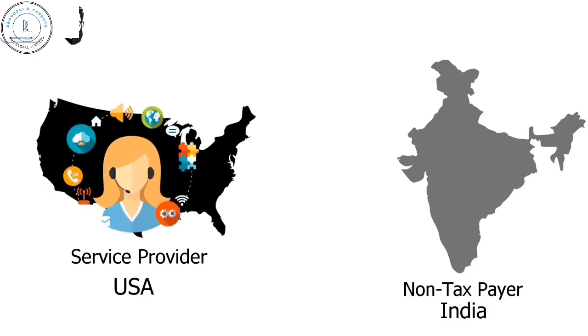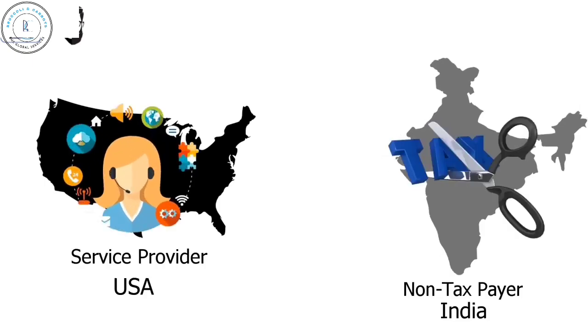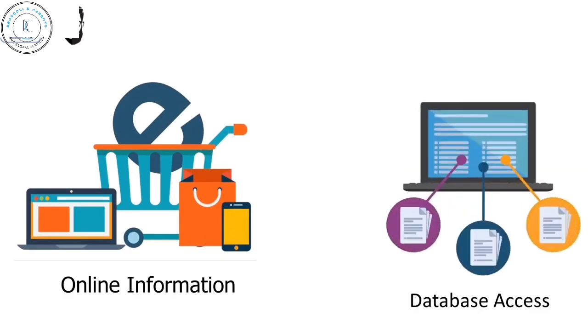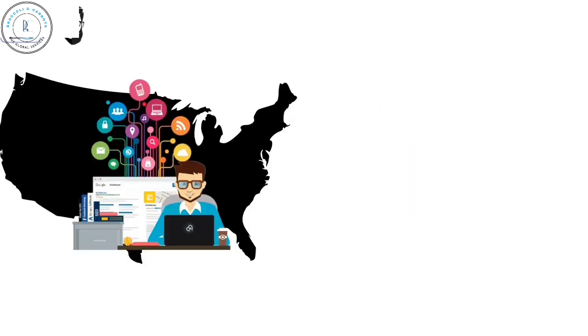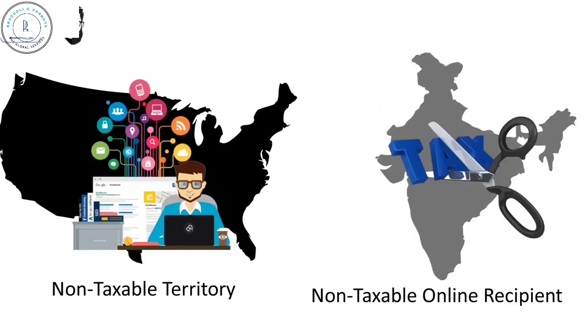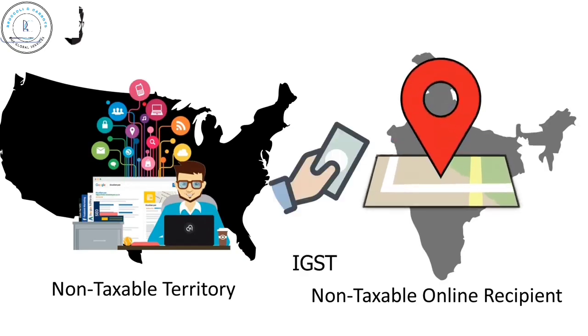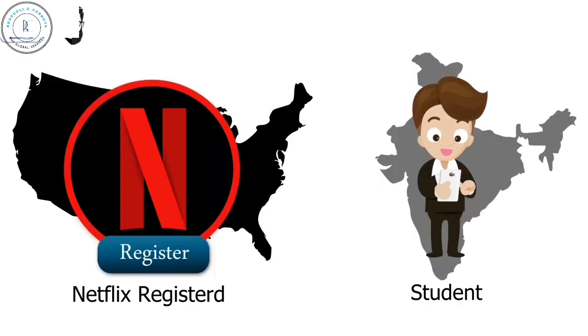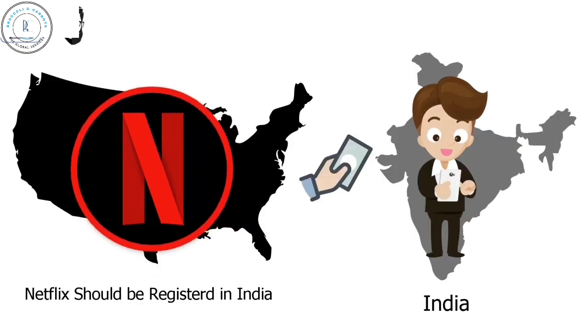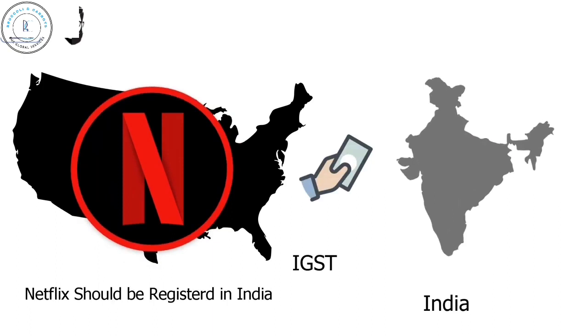Special provision, in case of a service provider outside India and a non-taxpayer in India. Supply of online information and database access or retrieval services by any person located in a non-taxable territory to a non-taxable online recipient, then the supplier of services located in a non-taxable territory shall be liable to pay GST. Example 1. A student in India registers with Netflix, US, for watching movies. Netflix becomes liable to register in India and pay GST.